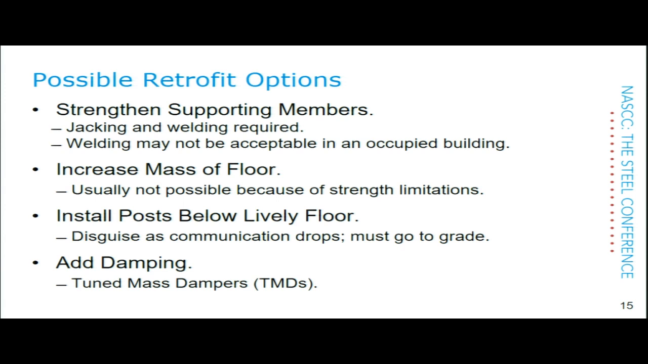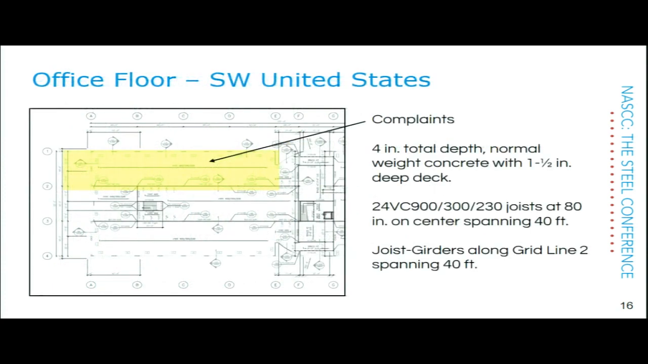The other possibility is to add damping. And the only way I know of adding damping in the floor system is use what's called a tuned mass damper. And we'll talk more about a tuned mass damper toward the end of the session. Now, I'd like to go through an example project here where the floor was actually fixed by welding structural member to the bottom chord of the joist.